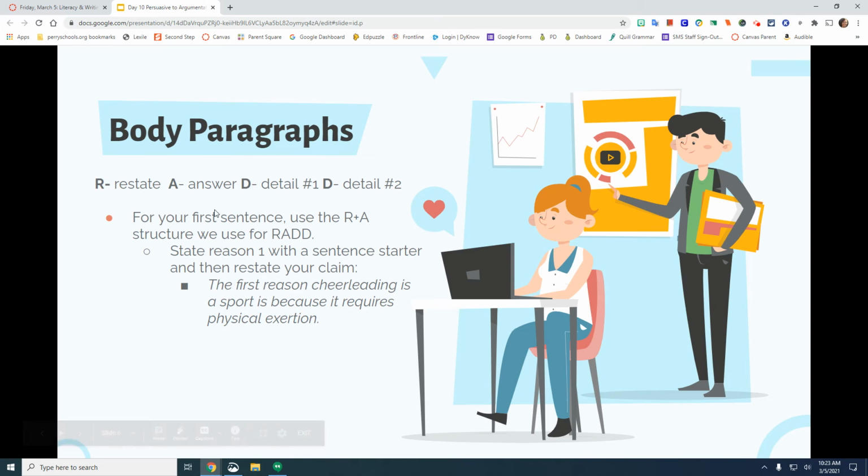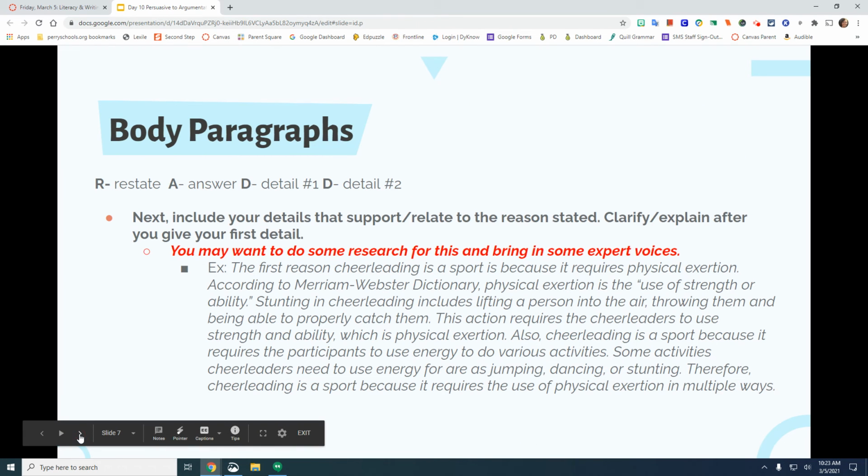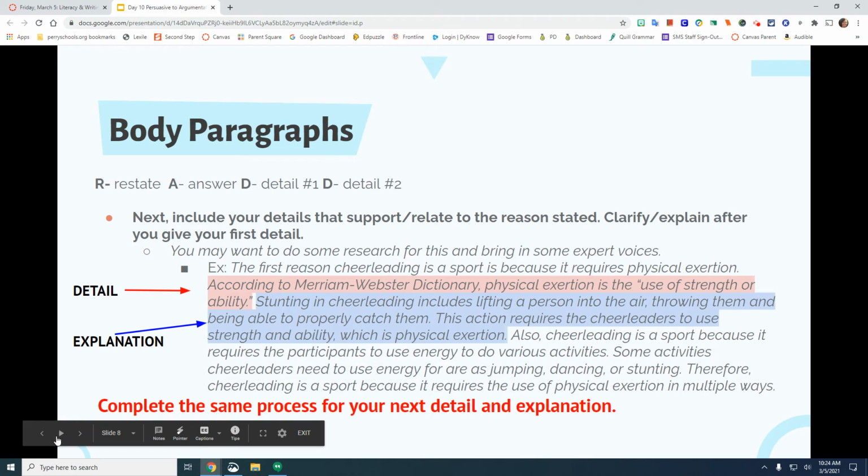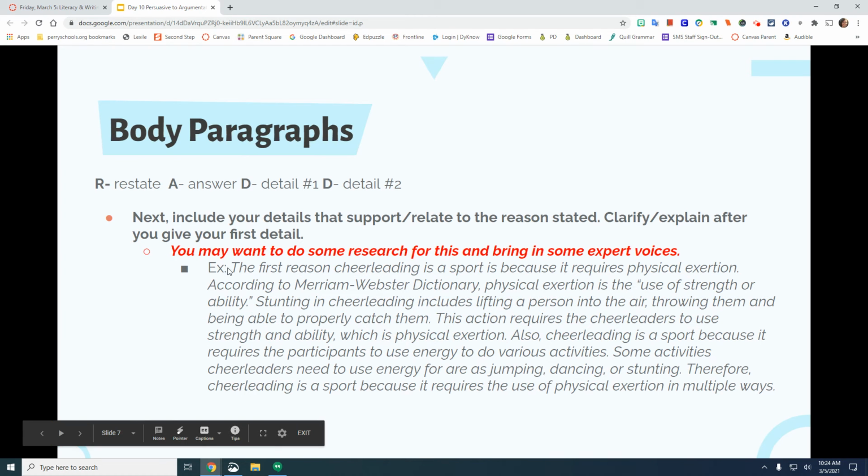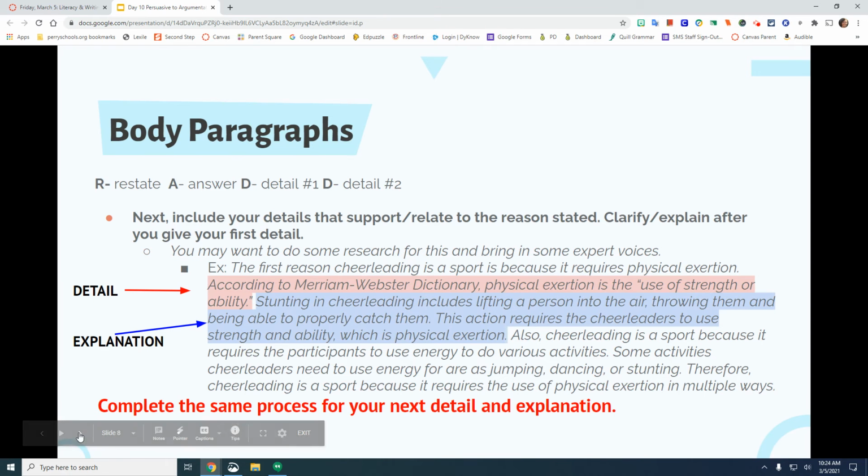Remember, for body paragraphs, we are using the RAD format. So you should have a reason and 2 details for every body paragraph. You did that on your planning slide before. So the important thing about argumentative writing is you want to do research and bring in expert voices. So for your detail, go find some expert information for the detail and you're going to share it here.